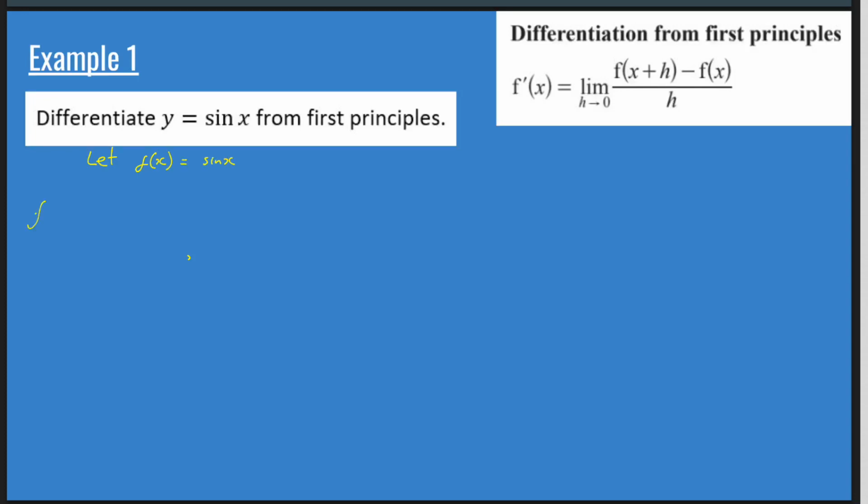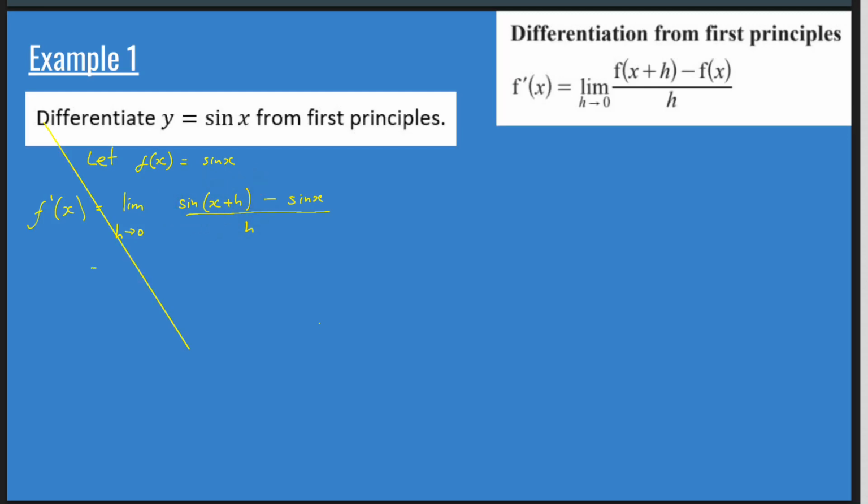So my formula is f dash of x equals the limit as h goes towards 0 of sine of x plus h, so just swapping x for x plus h, over that, minus sine x, all over h. So you'll now notice something special. The angles are different, yeah? So we need to use the addition formulae on that.